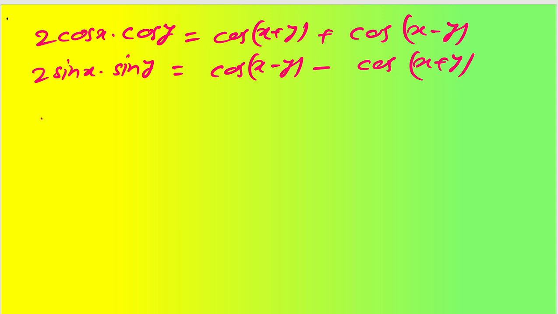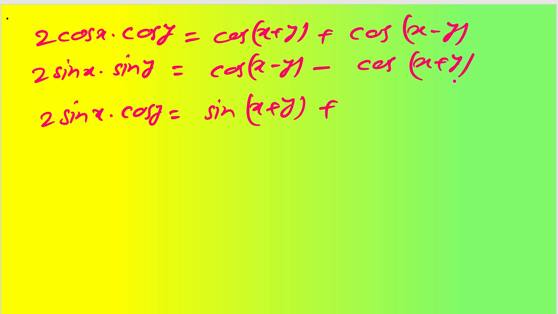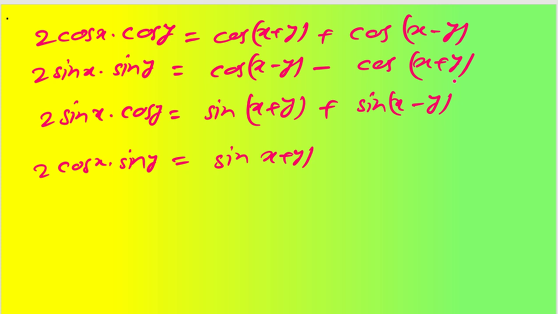Similar to that, we will have 2 times sin x into cos y. So this will involve a sine term, so it is going to be sin of x plus y plus sin of x minus y. Okay, then 2 times cos x into sin y, that is going to be sin of x plus y minus sin of x minus y.